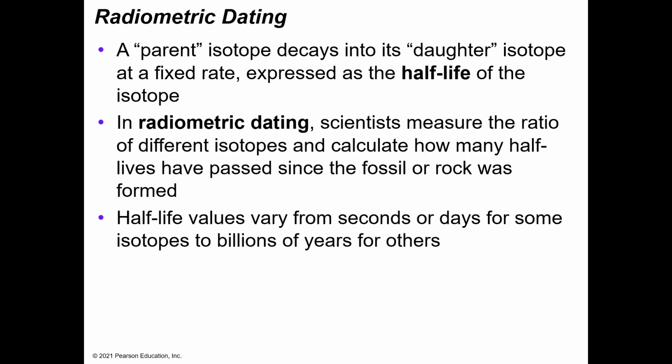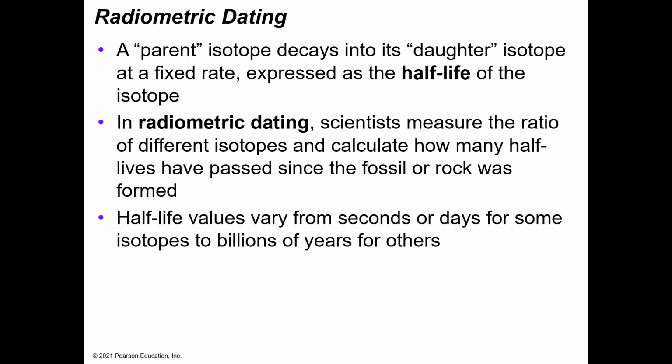So we can use this to measure the amount of isotopes that are in a sample and then date it. So in radiometric dating, scientists measure the ratio of different isotopes and calculate how many half-lives have passed since a fossil or rock was formed. So this is how we know how old things are. If we're talking about anything fossil or anthropological, how do we know how old things are? Well, we can get pretty accurate estimates based on the half-life of the isotopes in the sample.